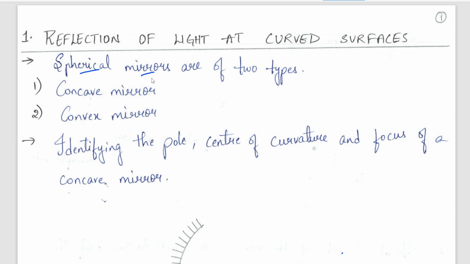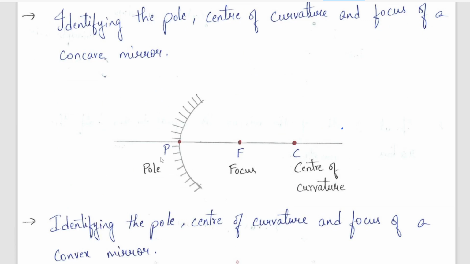Okay, so these spherical mirrors are classified into two types. One is concave mirror and second type is convex mirror. So firstly, we will identify the pole, center of curvature and focus of the concave mirror. Okay, this is a concave mirror, as you can see.